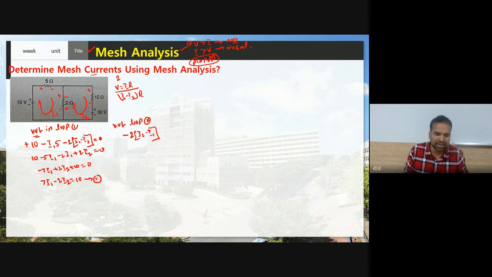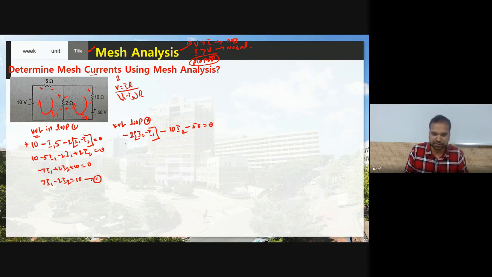Here I have written I1 minus I2 because I applied KVL in loop 1, and here I have written I2 minus I1 because I applied KVL in loop 2. Therefore, plus to minus, what is the voltage at the 10 ohm? V equal to IR. Only the I2 current is flowing, therefore 10I2. And what is the voltage at this particular branch? This is the voltage source, plus to minus, 50, equal to 0.